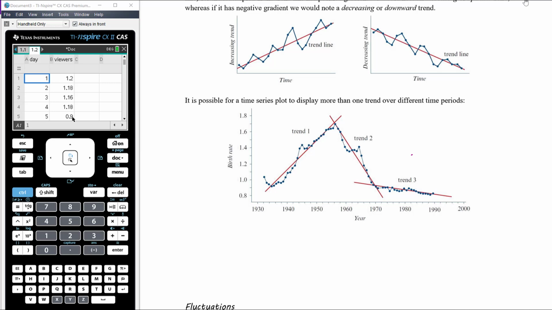Realistically, you're going to be looking at fairly small data sets because we're not going to be asking you to spend hours entering a data set into your CAS, and therefore we're probably not going to see these examples with multiple trends within the one plot.